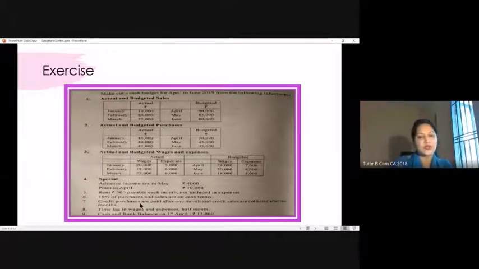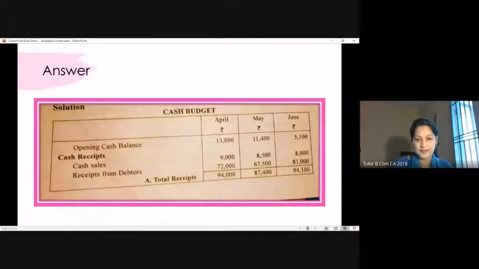And of course, they have shown the cash and bank balance, the opening balance, as 13,000. So this is actually the context in which we have to do the exercise. So now let's look at how it is being put in our question.